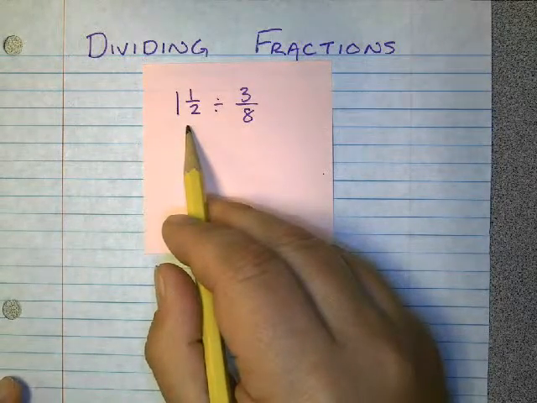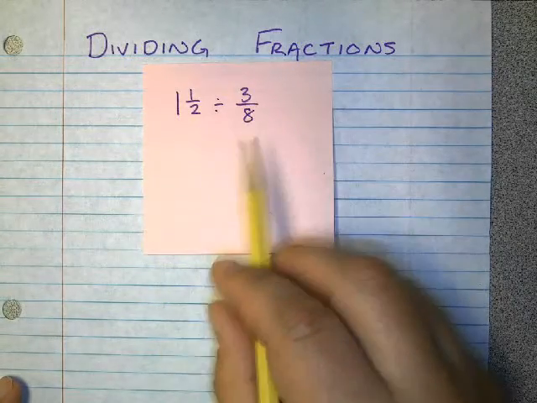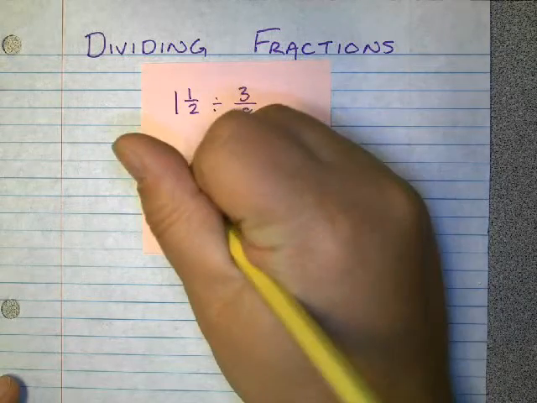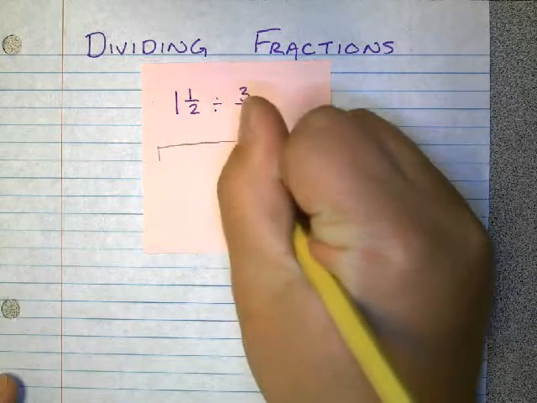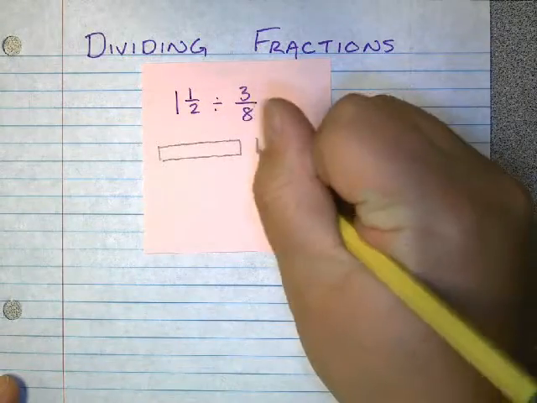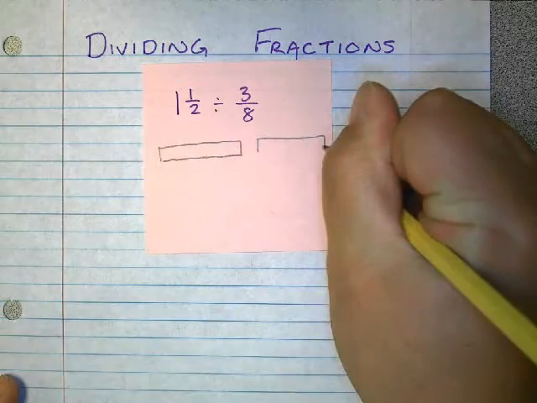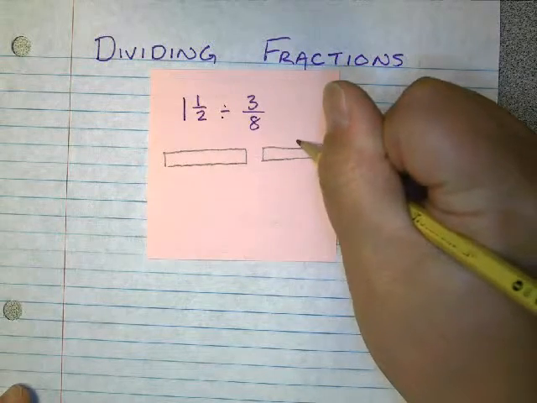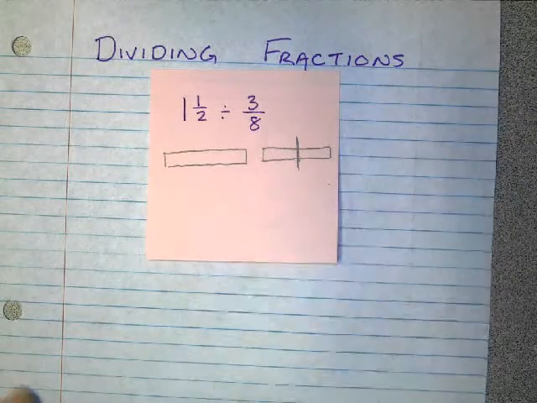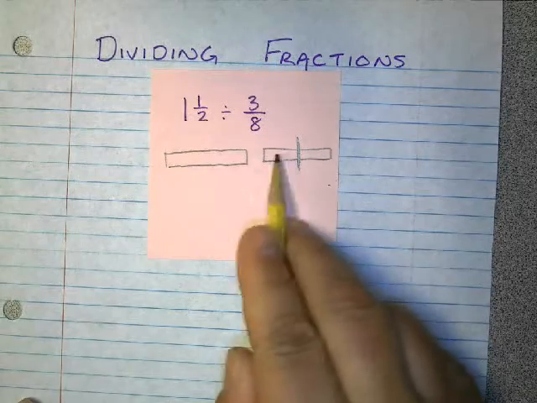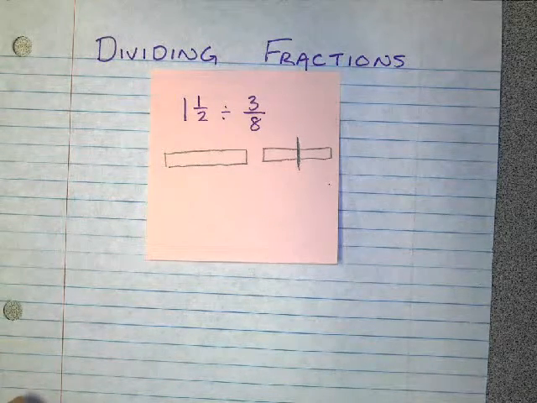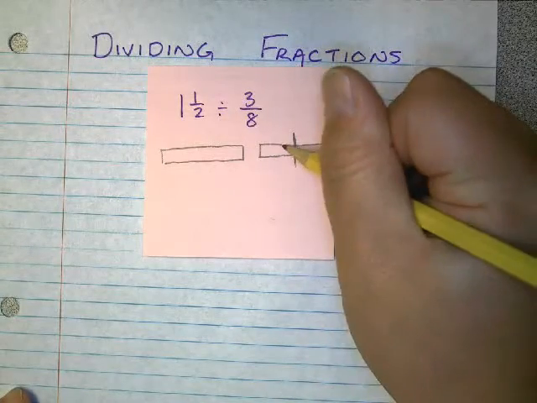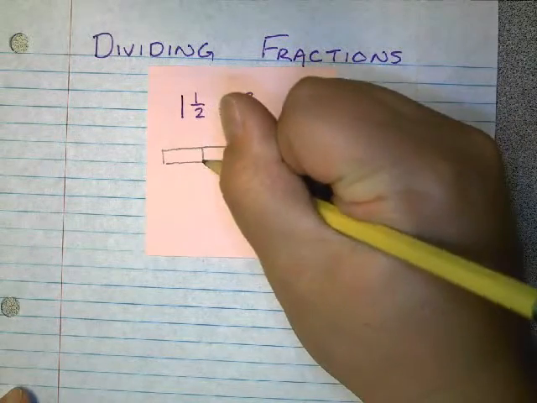So the first we have is 1 1/2 divided by 3/8. How many 3/8 go into 1 1/2? So I'm going to draw a picture here. That's going to be one whole. I'm going to draw another one of those little rectangles, and I'm going to cut this into half. So right now I have 1 and 1/2, and so I need to figure out how many 3/8 go in here. So I'm going to chop these up into 8ths.